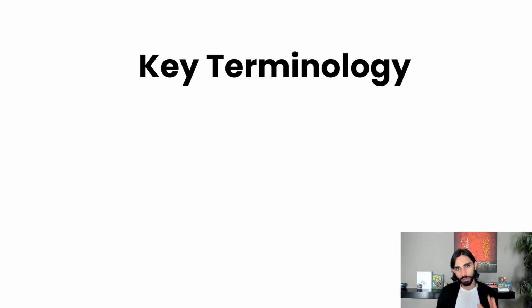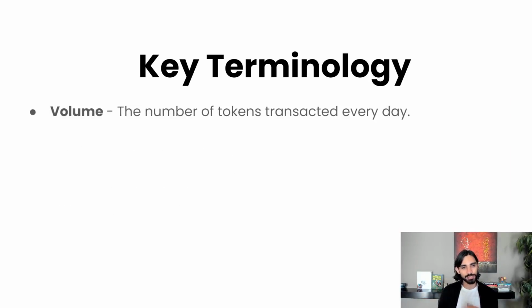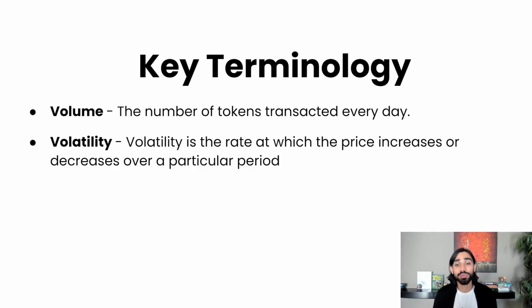A bit more key terminology I want you to understand as we go into this. Firstly, volume. Volume is the number of tokens transacted every single day. If something is popular, it's going to trade back and forth a lot. If it's less popular or less relevant in the market, it's not going to trade back and forth a lot. Volatility is the rate at which the price increases or decreases over a particular period of time. Basically means how much does the price go up and how much does it go down in short periods of time.